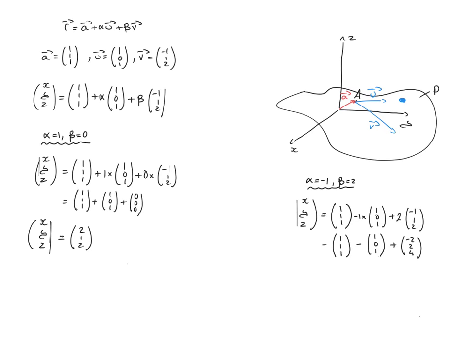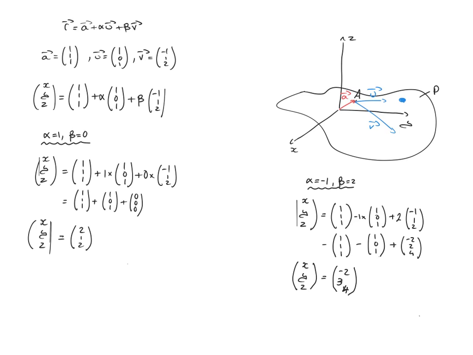Now, the first difference here, 1 minus 1 is 0, plus negative 2 would be negative 2. So our x-coordinate would be negative 2. Then we have 1 minus 0 plus 2. So that's 1 minus 0 is 1, plus 2 is 3. And finally, 1 minus 1 is 0 plus 4 gives us 4. And there we have it. In this case, we'd be referring to the point on the plane with coordinates negative 2, 3, and 4.